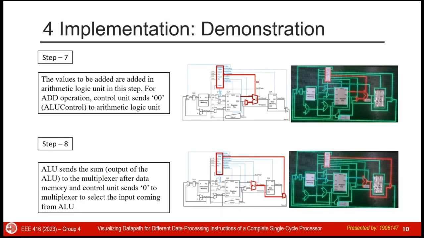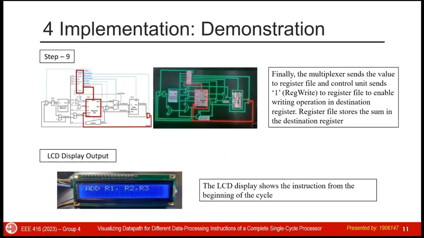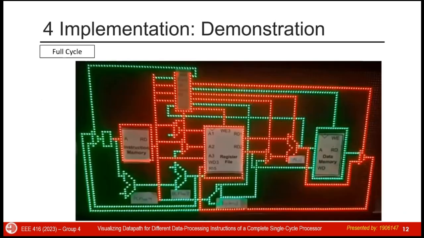The ALU adds the values of the two registers, and ALU control signal 00 is generated from the control unit for the add operation. Then the sum, which is the result of the ALU, is sent to the multiplexer, and the control unit sends a 1 to the mux selection bit. Finally, write enable is activated by the control unit to write the sum in the destination register. The LCD display shows the instruction in assembly language during the whole cycle. So this is the overall data path for the add instruction.